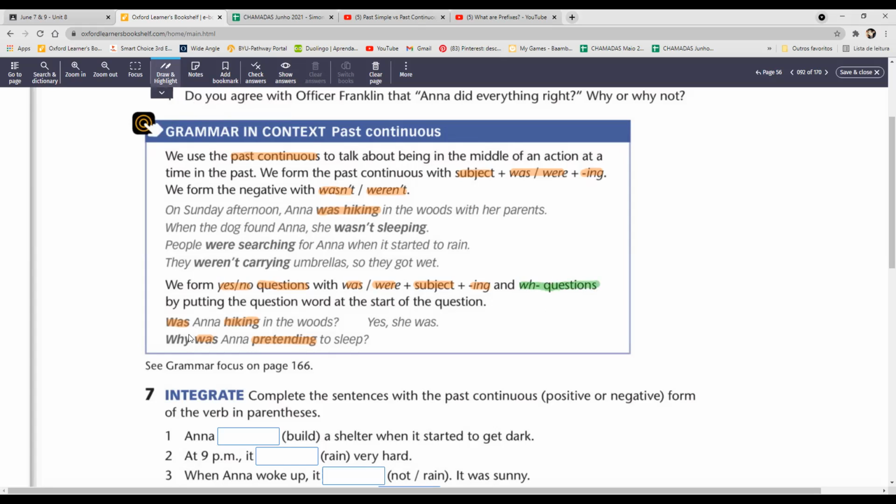So the first one: Was Anna hiking in the woods? Yes, she was. Now here we have a WH question: Why was Anna pretending to sleep? So we can have yes/no questions or WH questions. The same sequence: the auxiliary verb, the subject, and then the main verb in the -ing form.